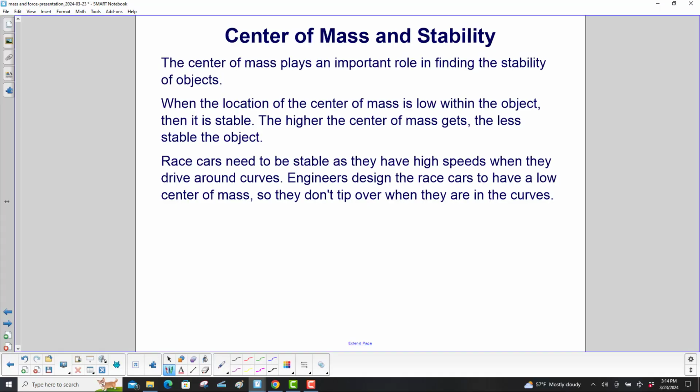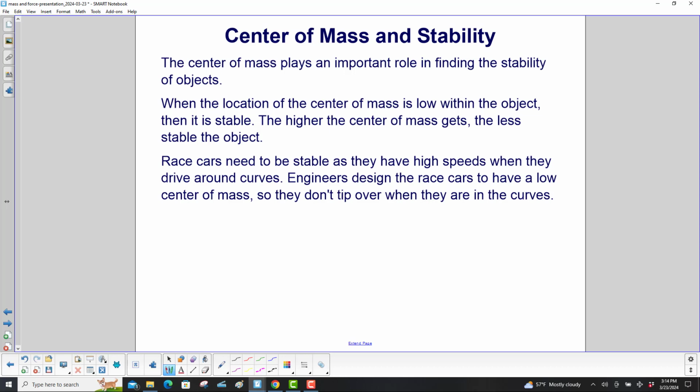The center of mass plays an important role in finding the stability of objects. When the location of the center of mass is low within an object, then it is stable. The higher the center of mass gets, the less stable the object. Race cars need to be stable as they have high speeds when they drive around curves. Engineers design the race cars to have a low center of mass so they don't tip over when they are in the curves.